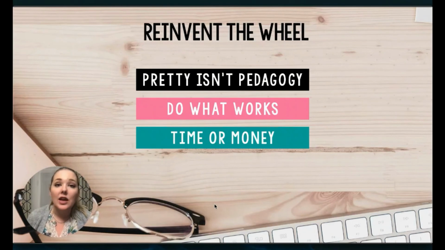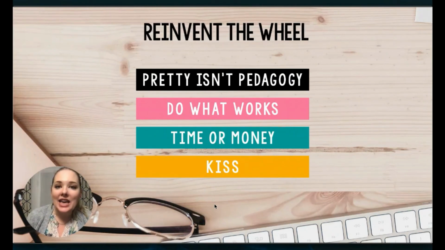Now, every single thing that you could possibly purchase definitely can be done yourself, but you need to evaluate whether or not the time that it takes you to do it yourself is worth the investment of the money for you to purchase it already completed.